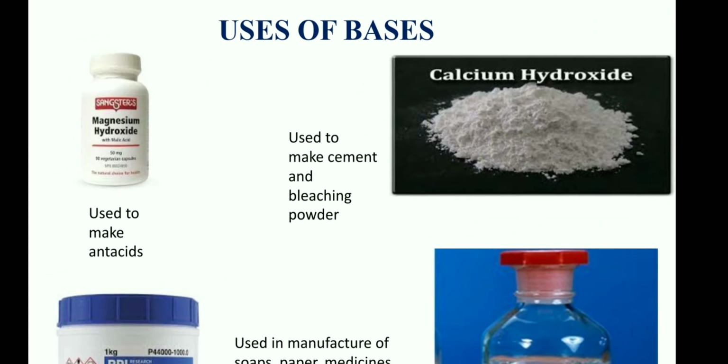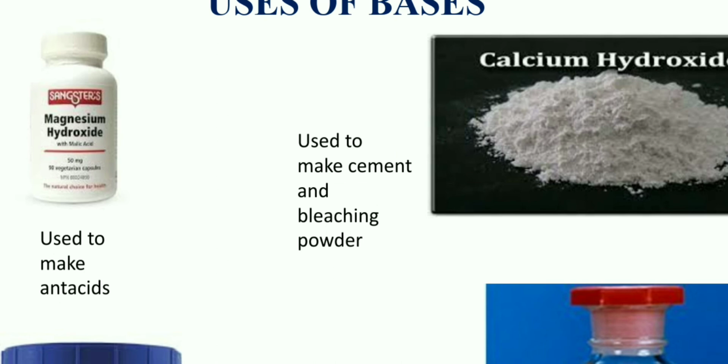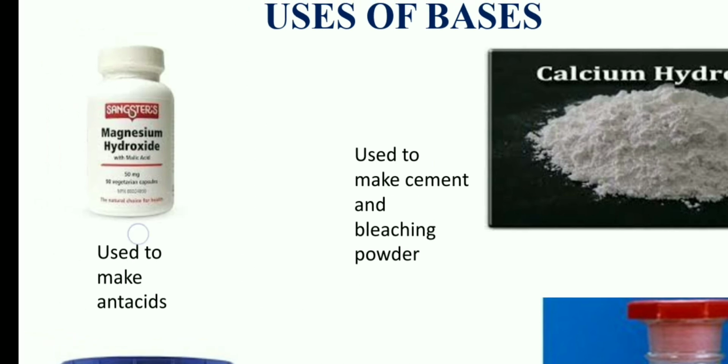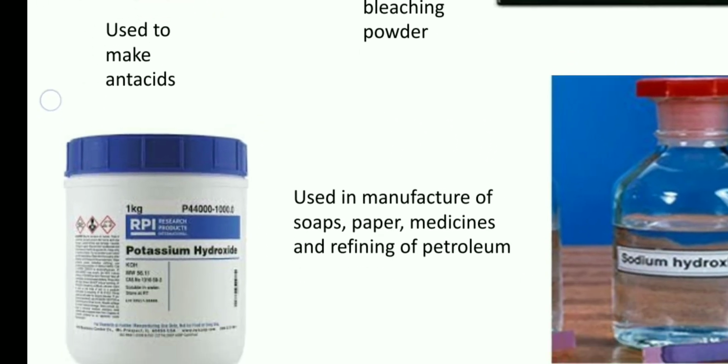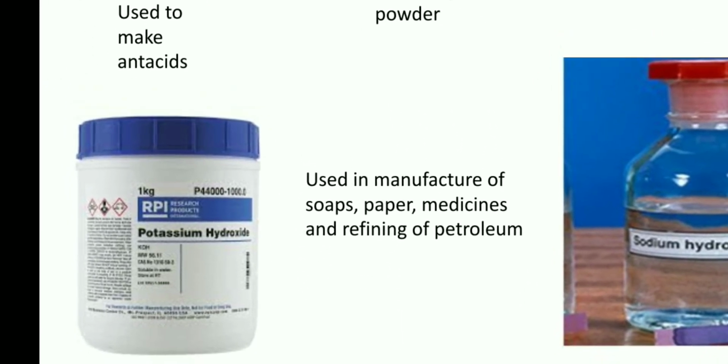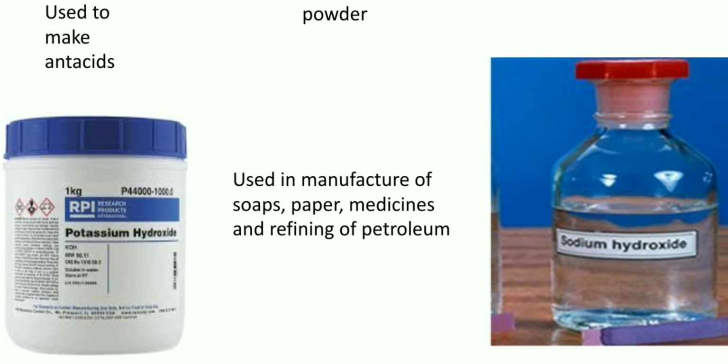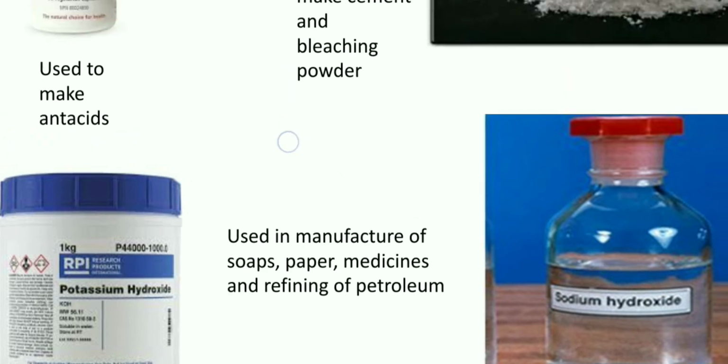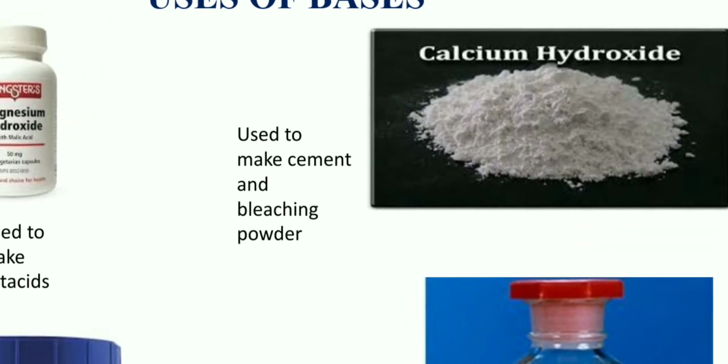Next, uses of common bases. The first one is magnesium hydroxide. Magnesium hydroxide is used to make antacids. These are all antacids. Then you have potassium hydroxide and sodium hydroxide. These both are used in the manufacture of soaps, papers, medicines and also in the refining of petroleum. Then we have calcium hydroxide. Calcium hydroxide is used to make cement and bleaching powder.